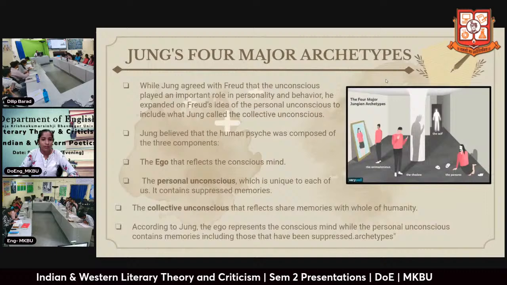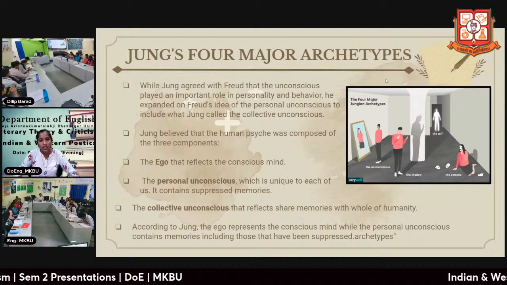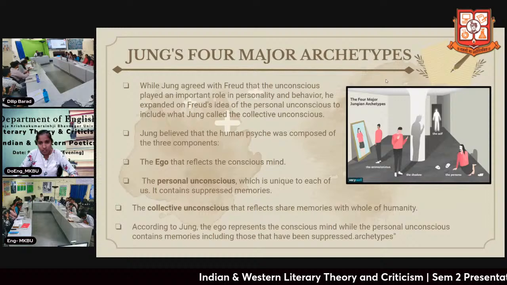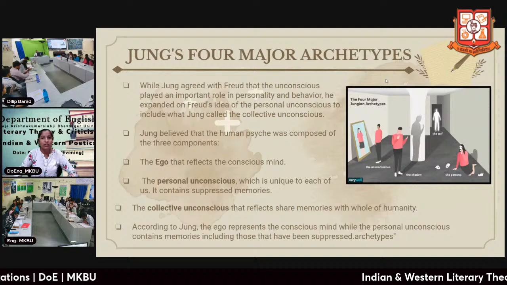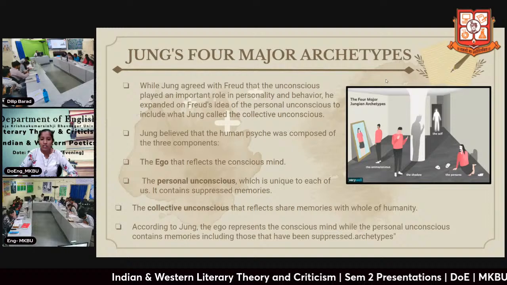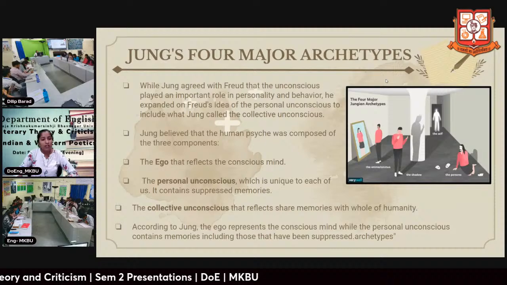While Jung agreed with Freud that the unconscious played an important role in personality and behavior, he expanded on Freud's idea of the personal unconscious to include what Jung called the collective unconscious. Jung believed that the human psyche was composed of three components. First, the ego, which is reflected in the conscious mind. Second, the personal unconscious, which is unique to each of us and contains suppressed memories. Then a collective unconscious that reflects shared memory with all of humanity.